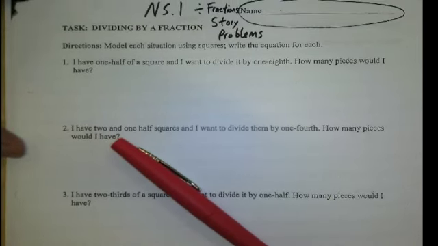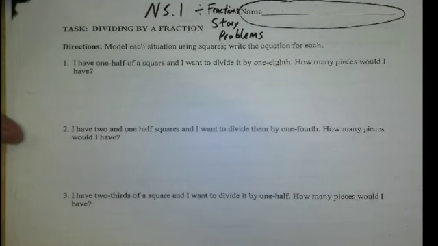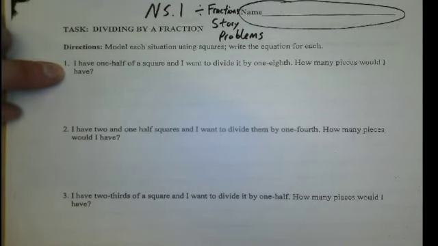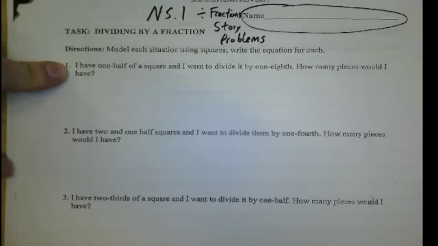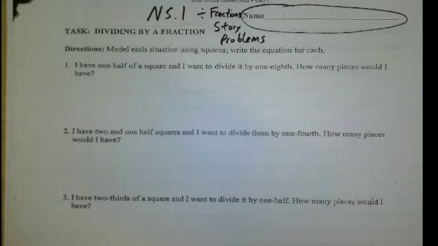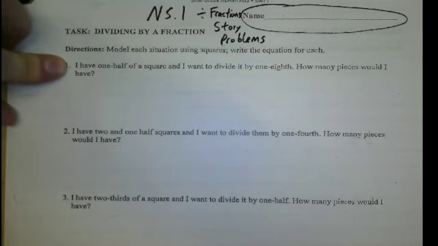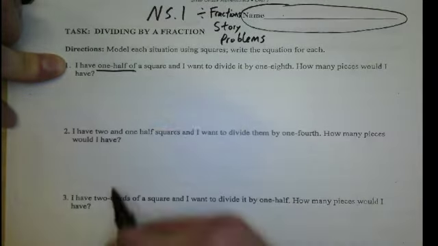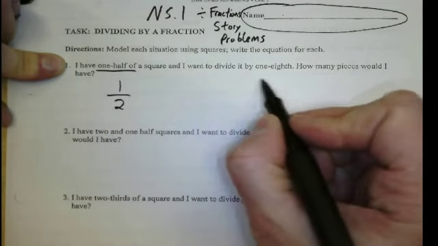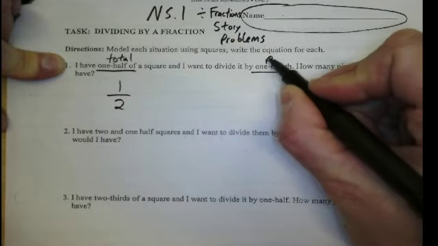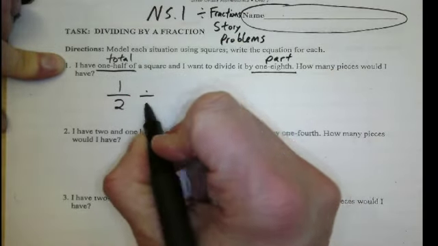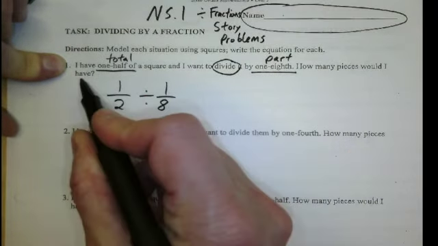So the first one says, I have 1/2 of a square and I want to divide it by 1/8. How many pieces would I have? This should sound really familiar to the examples that we wrote in our notes for story problems. So this is the story problem. I have 1/2 of a square, so that would be our total. And I want to divide it by 1/8, and that would be our part. So there's our total, and there's our part. 1/2 divided by 1/8. It says divide. How many pieces would I have is the question.